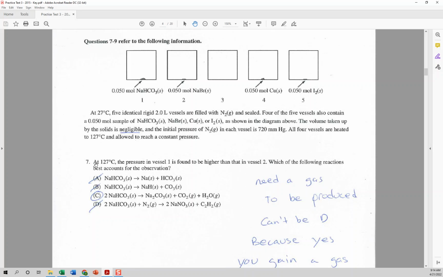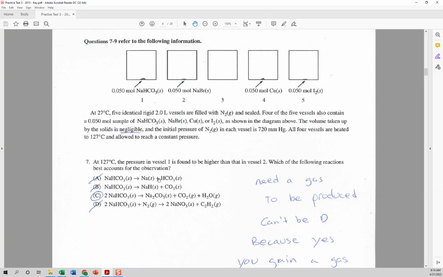Okay, so at 125 degrees Celsius, the pressure in vessel 1 is found to be higher than vessel 2. So pressure 1 is higher than pressure 2. So if we kept equal moles of gas in these containers, the pressure would be the same in both of these, okay? But that must mean this, when decomposing, produced a gas, all right? And that's why it's higher. So which reaction produces more gas?